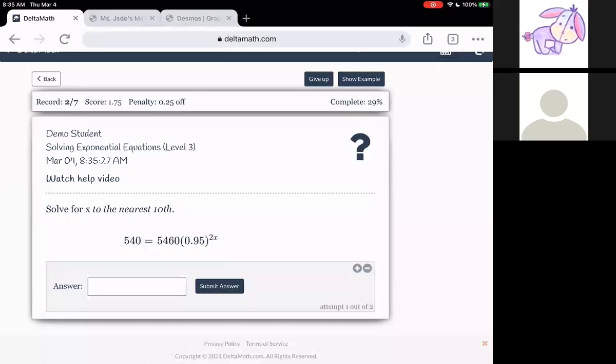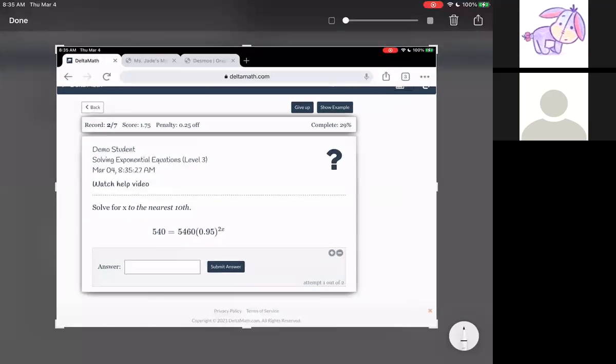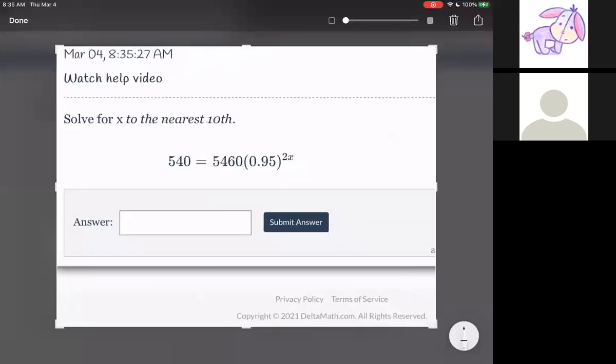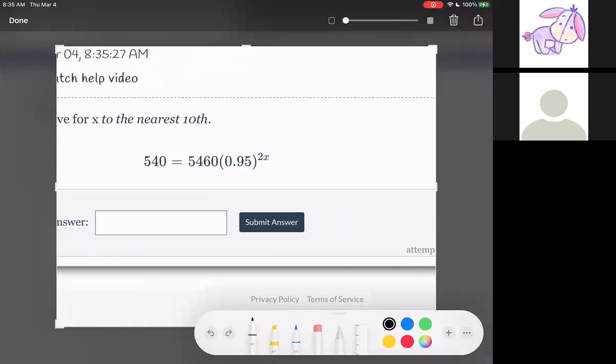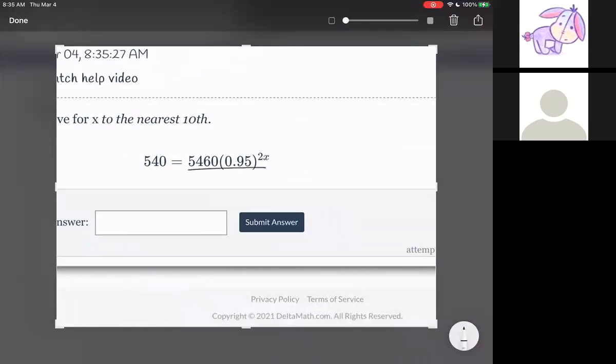Okay, this one's slightly different, I guess. So do this one, solve for x to the nearest tenth. So in doing these, the goal is still the same. Get your exponential by itself. So in this case, we have to divide by 5,460. Divide by 5,460. Those cancel out. We get our exponential by itself.